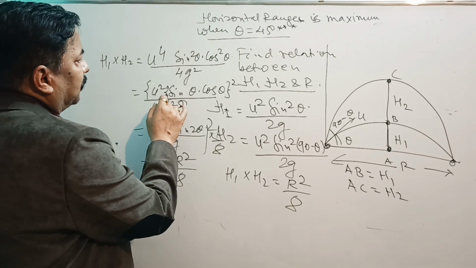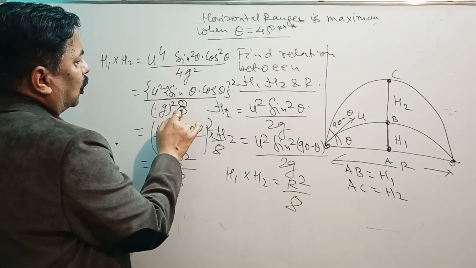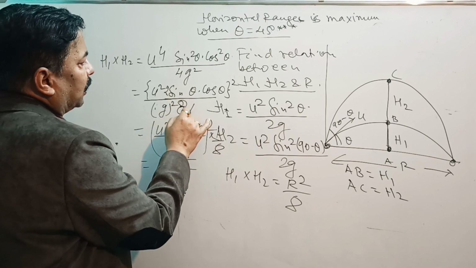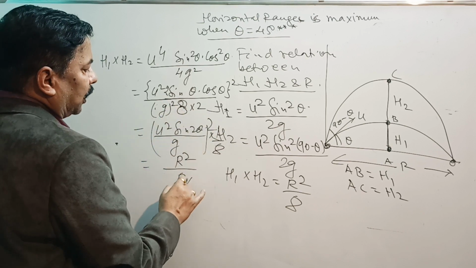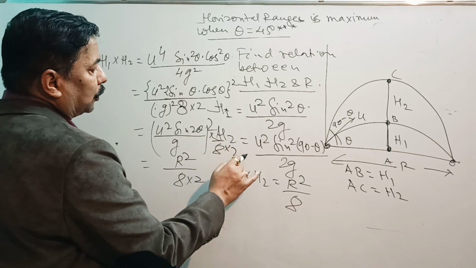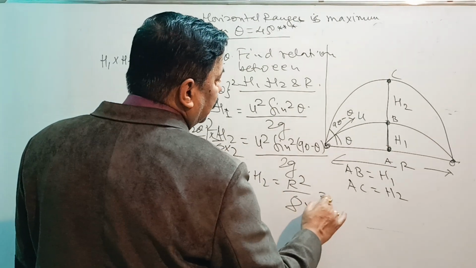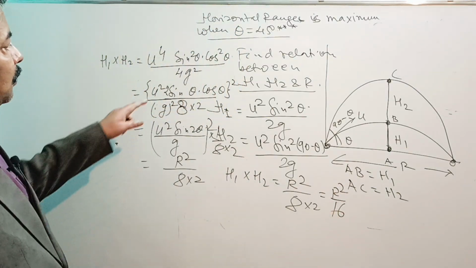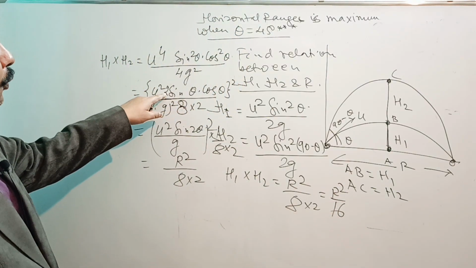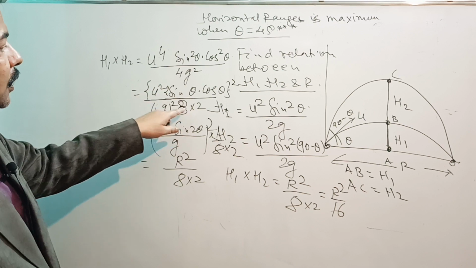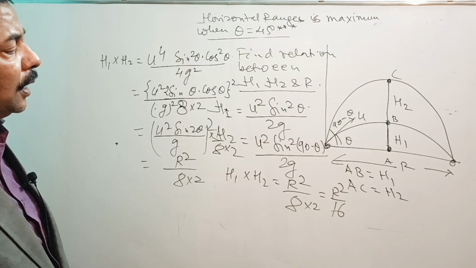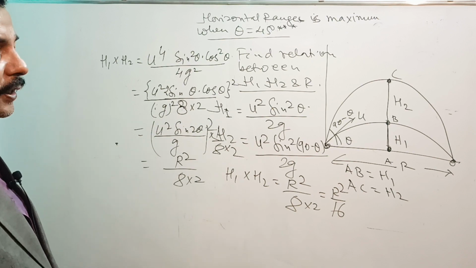Here we have made a mistake. Here it should not be 8. Here 2 square is coming, so we should write 2 one more. So R square by 16 should be there, because here actually it is 2 square coming. I have already written one 2, another 2 I should write, and so it should be R square by 16.